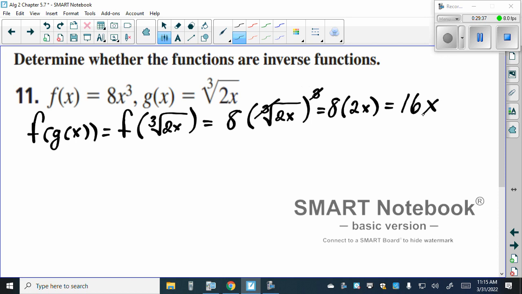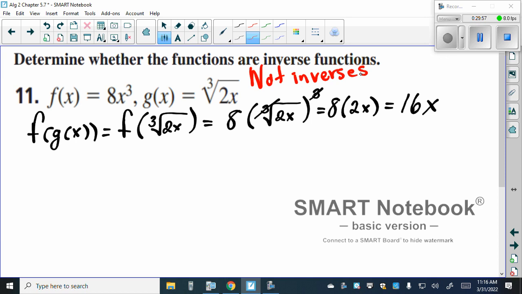And 8 times 2x, is that what we wanted? No. So can we say these are inverses? No. I don't even have to do the other one because since this one did not give me x, I know immediately it's not going to be inverses. They're not going to be the same.